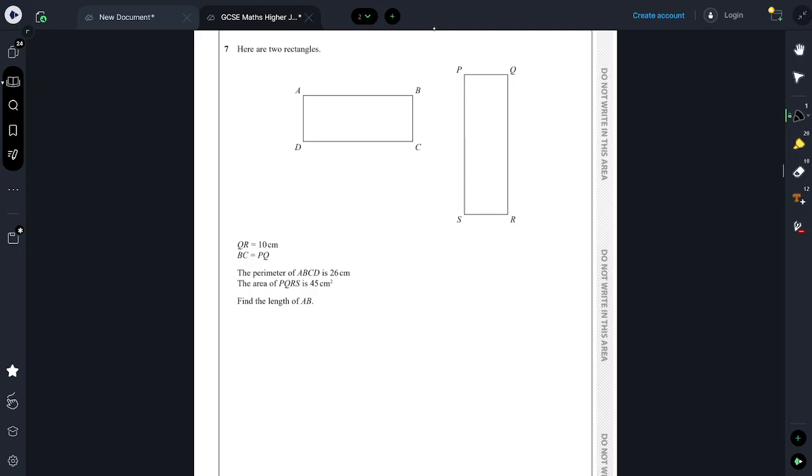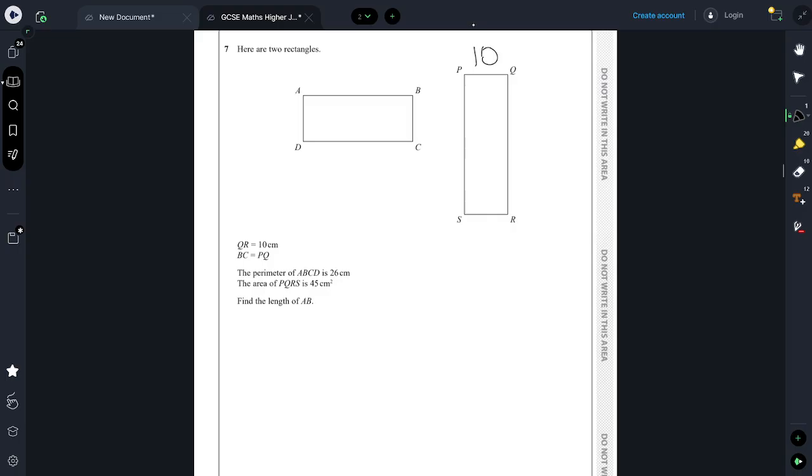But okay, now we have this. There are two rectangles. QR is 10. I think it's best to label this 10. BC is PQ. So we've got a lot of hidden, missing information here, but it's not quite clear how to use it. The perimeter of this shape is 26, and the area of this shape is 45.